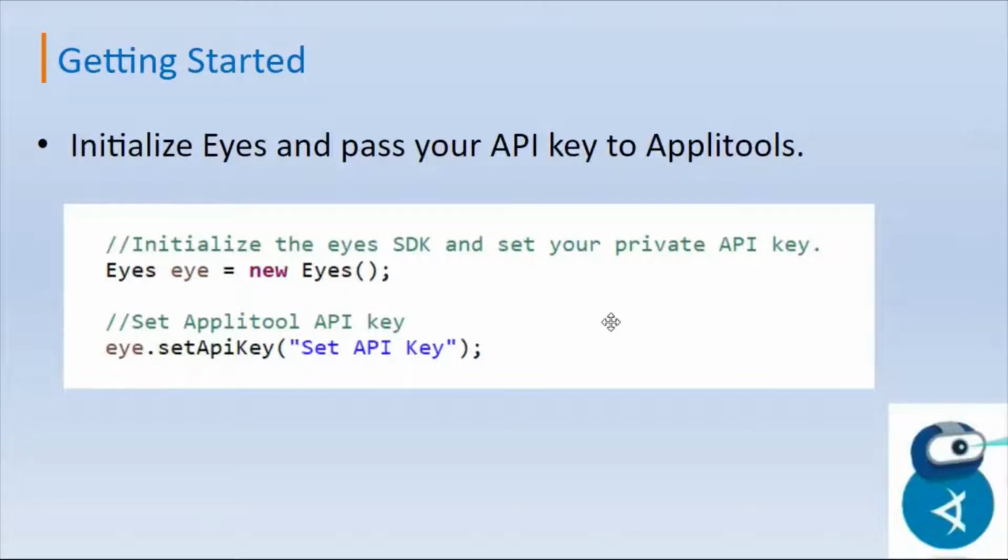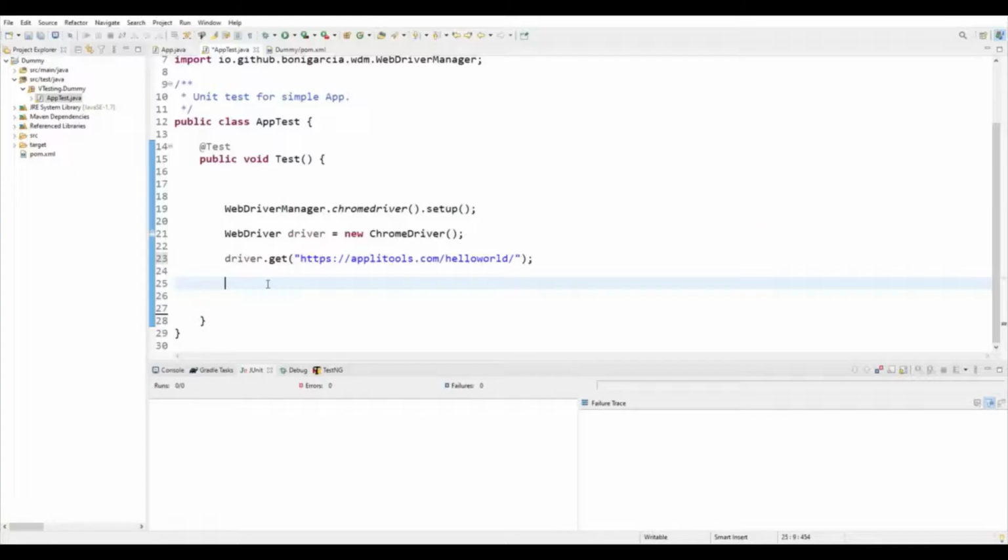To get started, we have to initialize the Eyes class. Then we have to set the Applitools API key that we got from the account that we recently created. First of all, you need to create an instance of the Eyes class, and then you need to set the API key using the setApiKey method. So let's go to Eclipse.